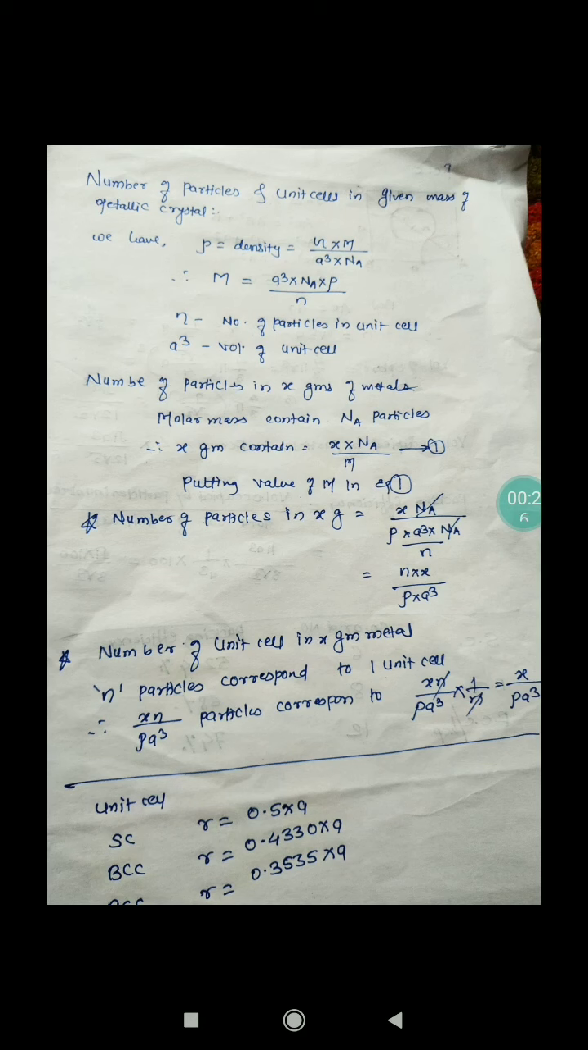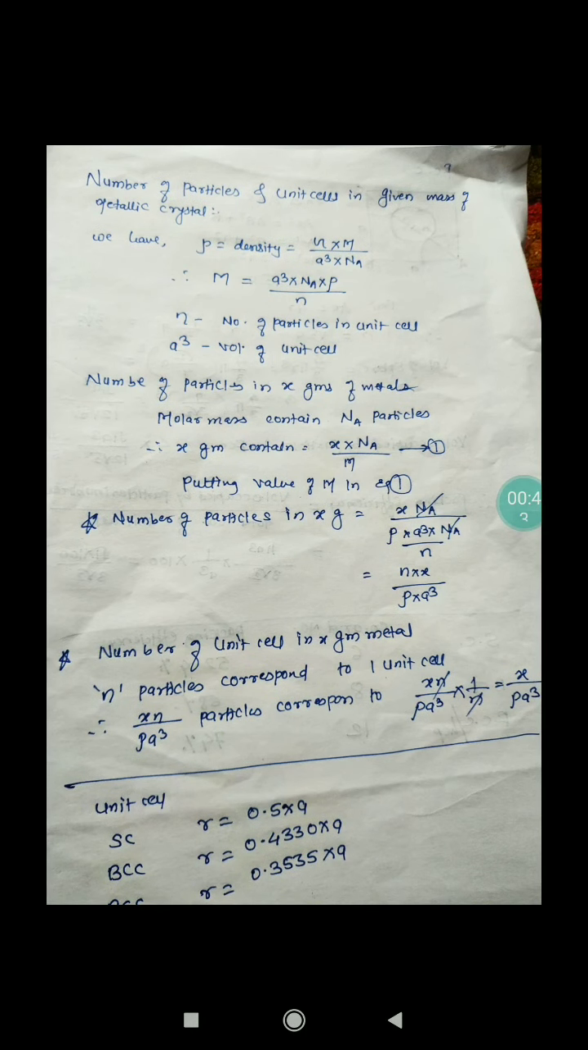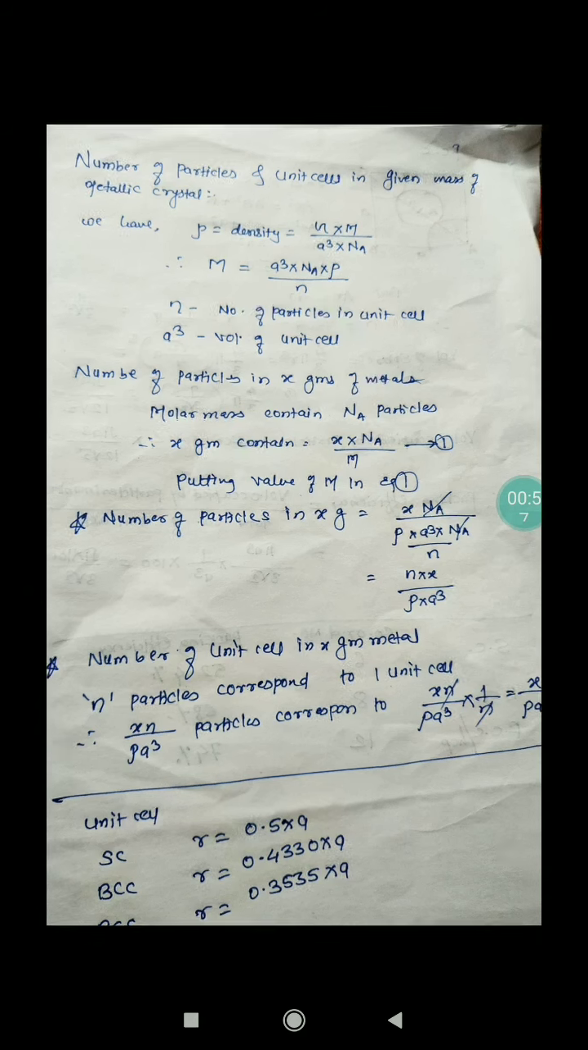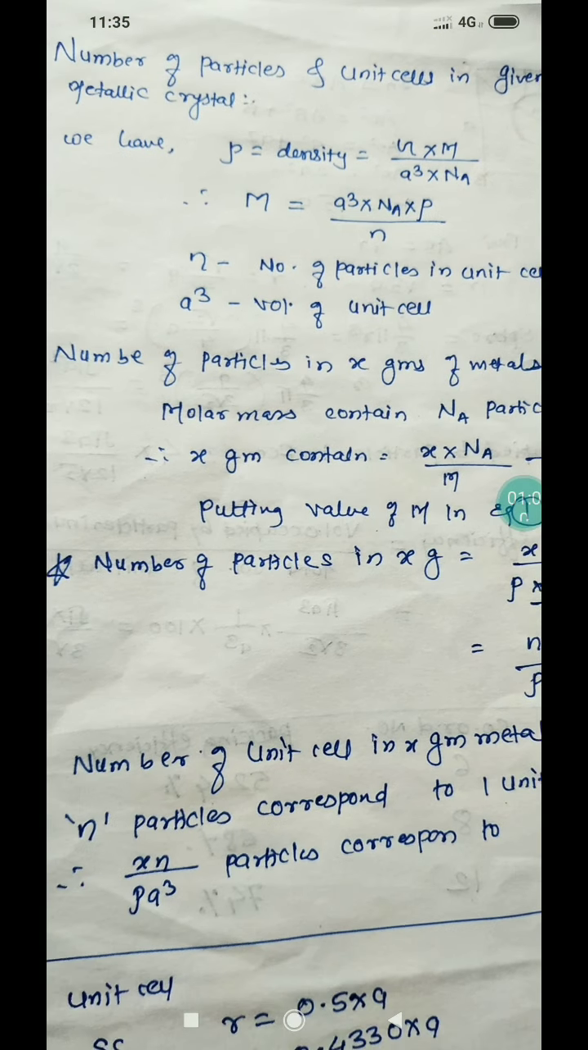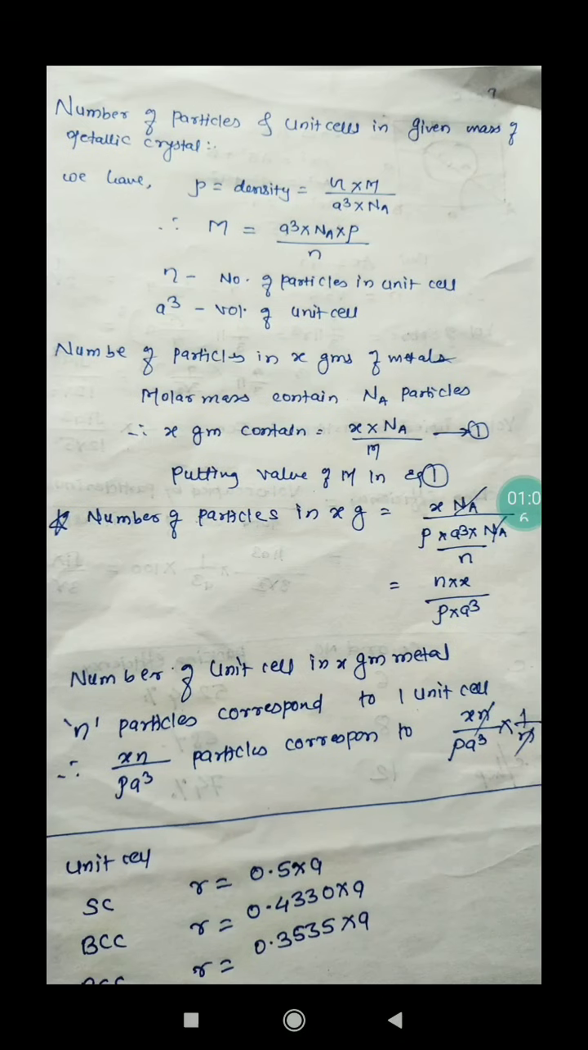So, the number of particles in a given mass of the metal can be calculated from the known parameters of the unit cell, namely the number of particles and the volume of the unit cell, that is a cube. Density, molar mass and metal are related to each other through the unit cell parameters. So here, the number of particles and unit cells in a given mass of metallic crystal.